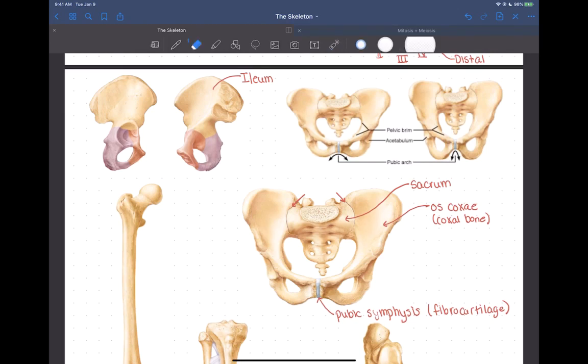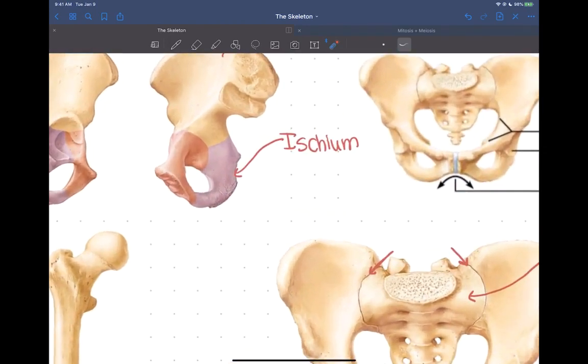Then you have the part you sit on. That is the ischium. The ischium is kind of the seat bone, the butt bone part of the pelvis. This is the part that forms the seat. If we zoom in, see how this is kind of rough? When you see roughness on a bone, typically that's where muscles attach. So you do have lots of muscles that attach there.